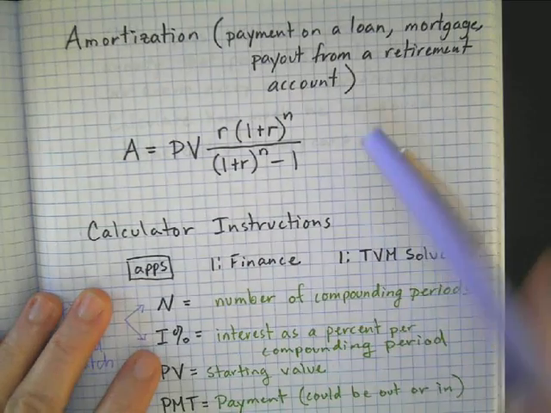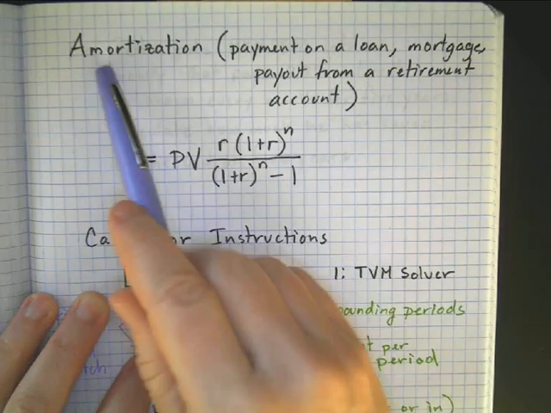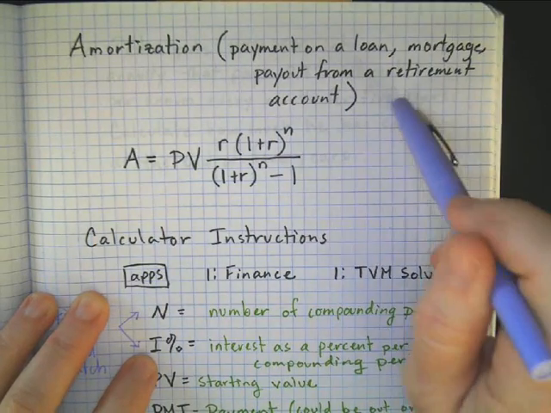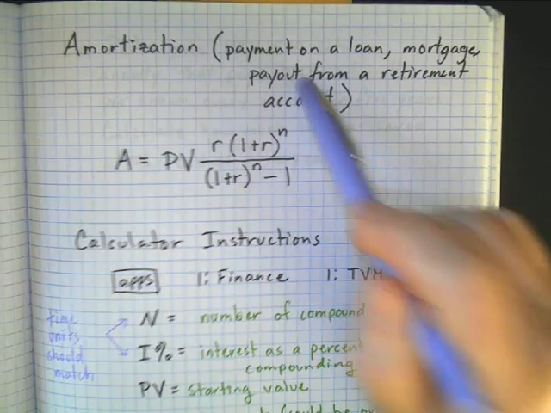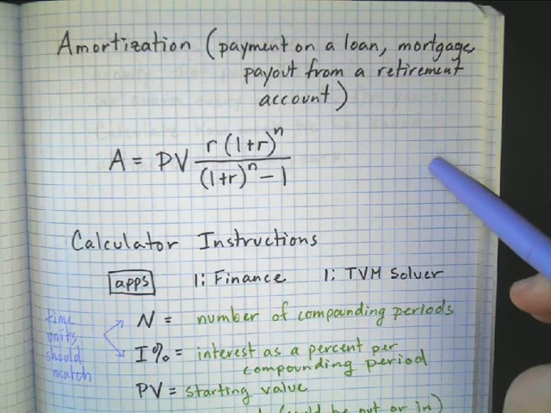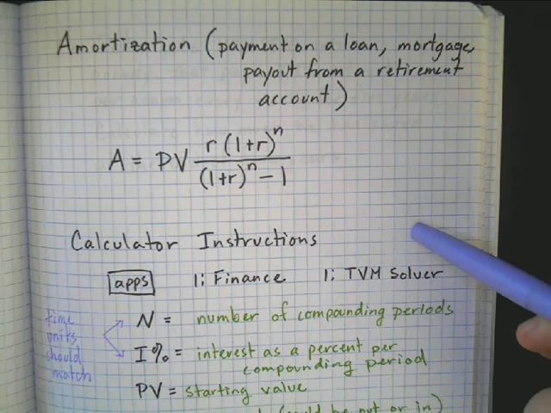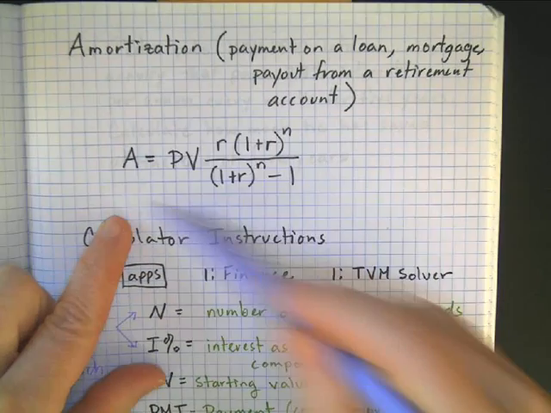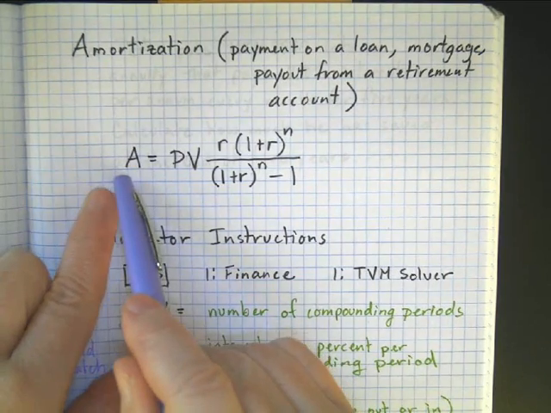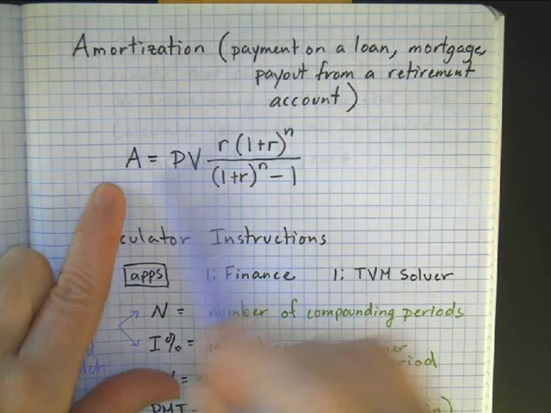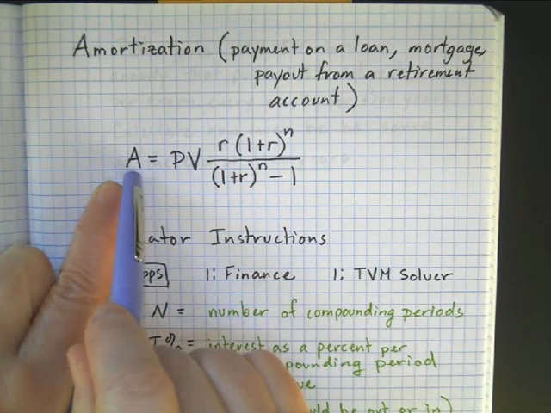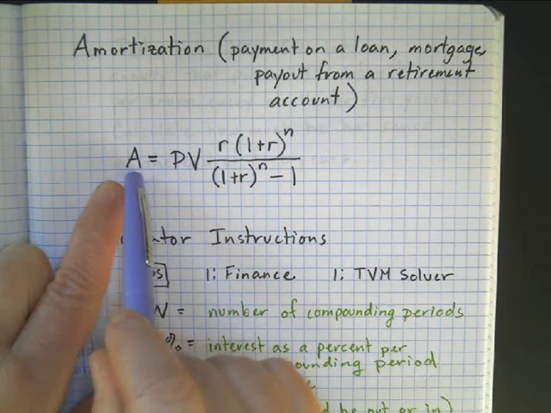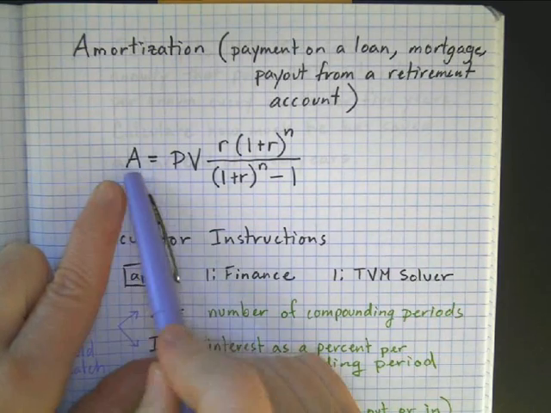Amortization, that is figuring out the payments on a loan, a mortgage, or after you've retired and you want to take the money back out of your annuity. How do you get the money back out? So this is how you calculate that. The amount of money, so maybe that's a payment on a loan, or maybe it's a mortgage payment, or maybe it's the amount of money that's coming to you from your retirement account. Okay, so now you've retired and now you want to get your money back out of it. How do you figure out how much money you're going to get out?